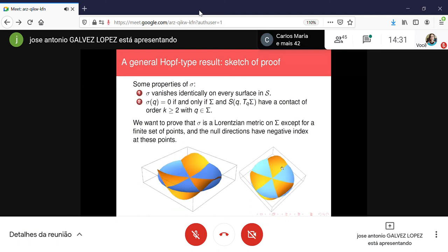When the tensor sigma vanishes at the point Q, the intersection gives more than two lines crossing at Q. Here in this example, k is equal to 3, and you can see two pictures of the same example. The important fact is that there are more than three lines crossing at the point Q.